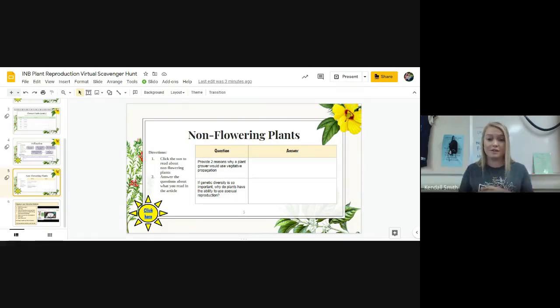So let's talk about that for a second. Asexual reproduction, think about it for a second. How many parents are involved in asexual reproduction? Asexual is one parent, okay? So in non-flowering plants, there's only going to be one parent involved. Now think about the genetic diversity of single parent organisms when there's only one parent.